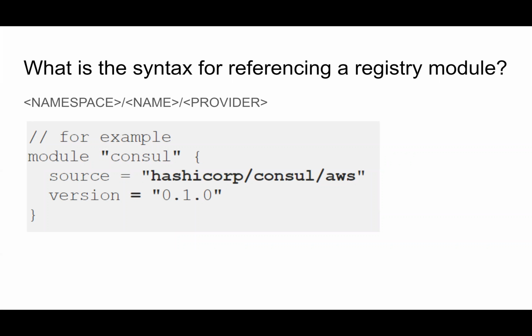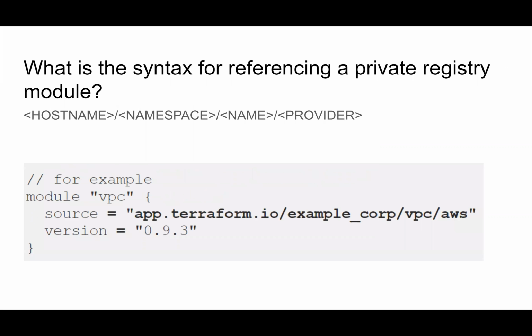What is the syntax for referencing a registry module? Whenever we're specifying the source from the Terraform registry, we'll use a namespace, the name, and the provider. So in this case, our namespace is hashicorp, the name is consul, and the provider is aws.